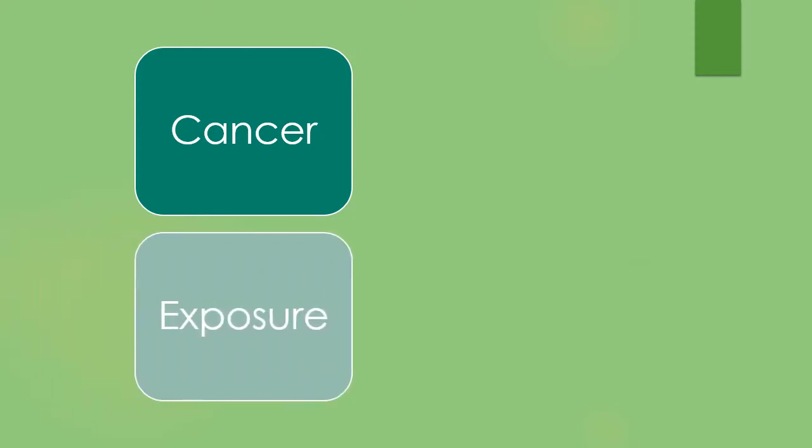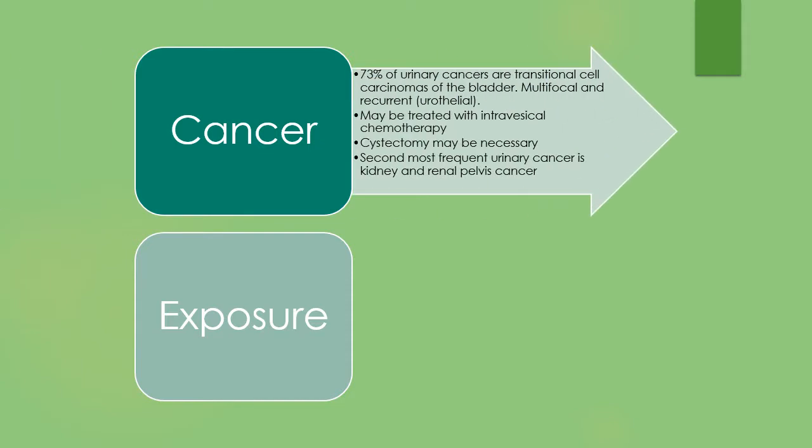Other urinary problems include cancer and exposure. 73% of urinary cancers are transitional cell carcinomas of the bladder. It is multifocal and recurrent. It may be treated with intravesical chemotherapy. A cystectomy may be necessary, and it is the second most frequent urinary cancer in the kidney and the renal pelvis area.